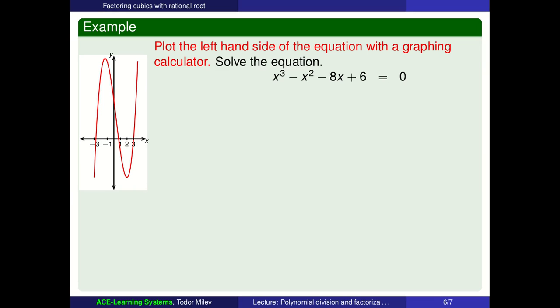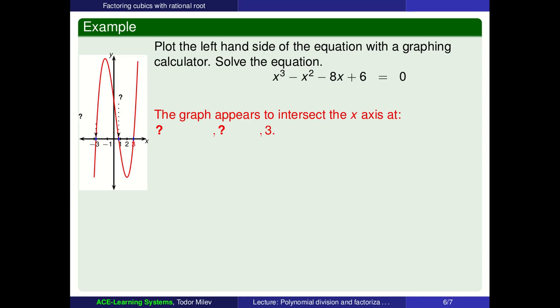Okay. Next. It seems that the graph of x cubed minus x squared minus 8x plus 6 intersects the x-axis in 3 points. Here, here, and here. So the graph of our function intersects the x-axis at 3 points. Now, can we eyeball those 3 points? Well, in fact, that's a trick question.